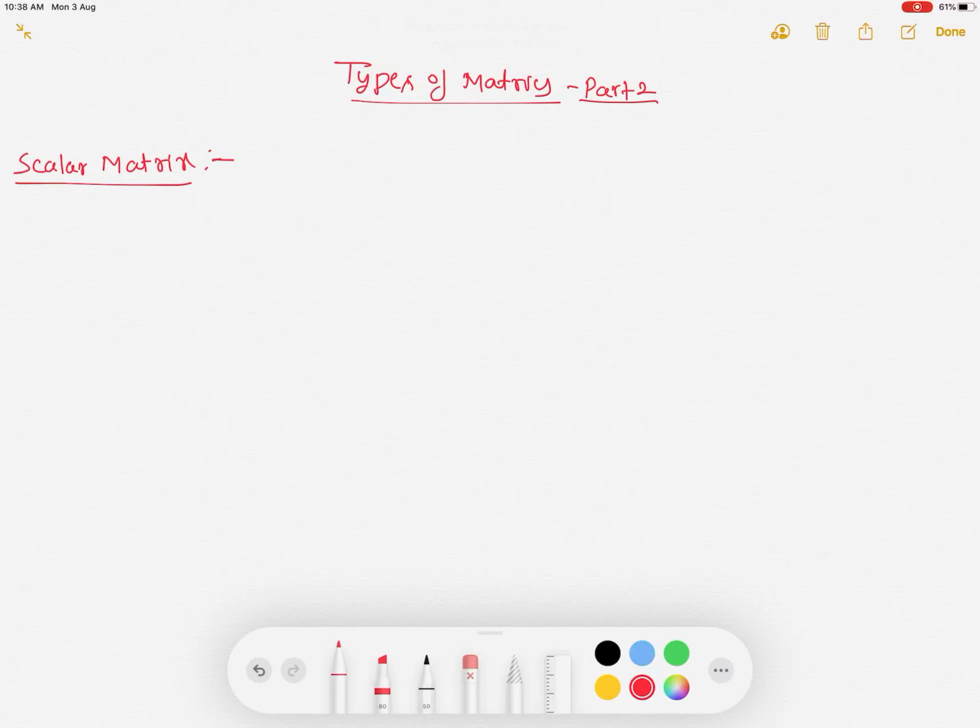So what is the scalar matrix? Any square matrix, let's take 2 by 2, where all the diagonal elements are the same and the elements other than the diagonal are 0, is called a scalar matrix. Let me take 3 by 3 now. Here also all the diagonal elements are the same and the other elements are 0. Then that square matrix is called a scalar matrix.